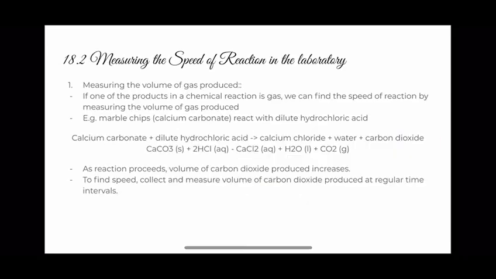There are two ways in which we can measure the speed of reaction in the laboratory. The first way is measuring the volume of gas produced. If one of the products in a chemical reaction is a gas, we can find the speed of reaction by measuring the volume of gas produced in a certain time. For example, the reaction of dilute hydrochloric acid and marble chips. One of the products formed, carbon dioxide, is a gas. We can conduct an experiment to find the volume of gas.